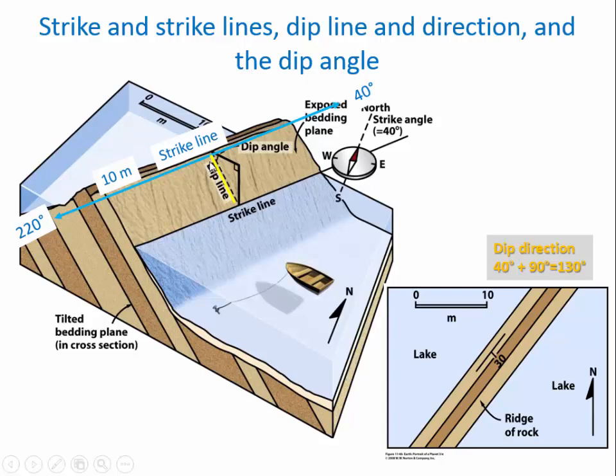Then there is a dip line. You see here that yellow line is the steepest possible line on this planar surface, on this bedding plane or interface of a metamorphic rock layer. And this dip line has an angle of 90 degrees with respect to the strike line measured on the surface. So from here on the surface to the dip line we will measure 90 degrees. Alternatively, from here to there we will measure 90 degrees.